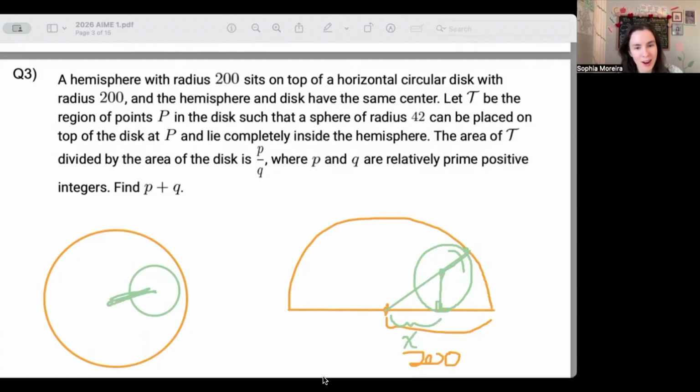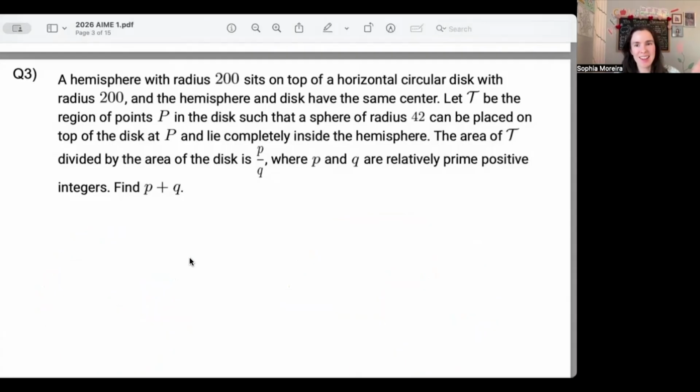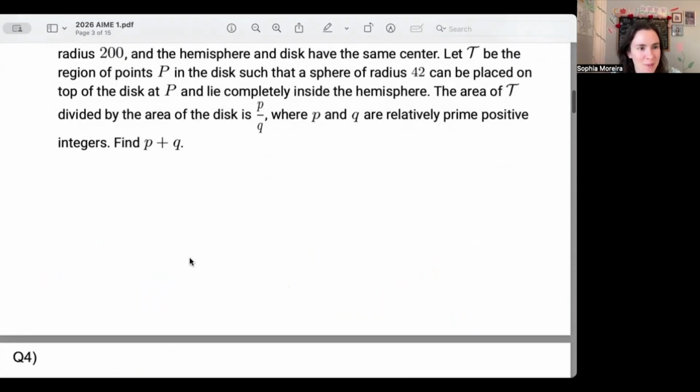So, right triangles. Right triangles, we are thinking Pythagorean theorem. We know that this length here is 42 because the radius of the green circle is 42. We don't know this directly. However, we do know that the total here is 200, and we also know that this bit is 42. Therefore, this bit is 200 minus 42. That's enough to solve with Pythagorean theorem, and then from there it is just a bash. So those are kind of the key insights here for question number 3.